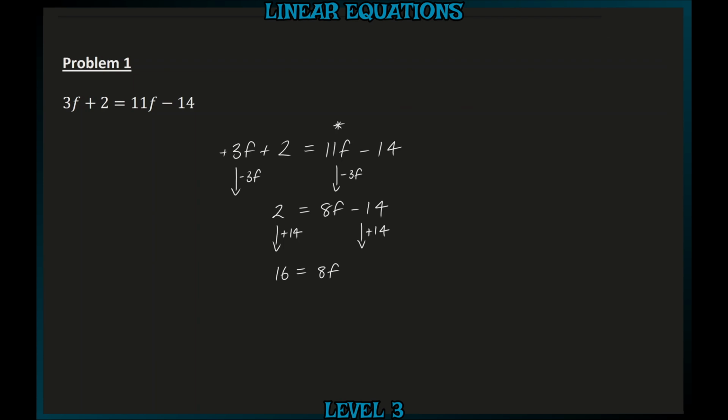Finally, to remove the 8 from the right hand side, we need to divide by 8, because that 8 is multiplying f by 8, and the inverse of multiplying by 8 is to divide by 8. And we do the same on the left. Now on the right, 8 divided by 8 cancel out, so we're just left with f. And on the left, 16 divided by 8 is 2. So our final answer for problem 1 is 2 equals f, or f equals 2.